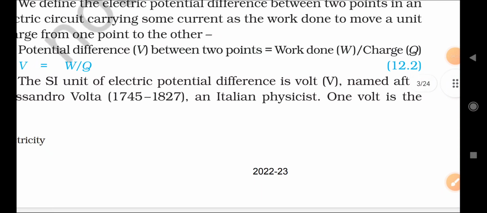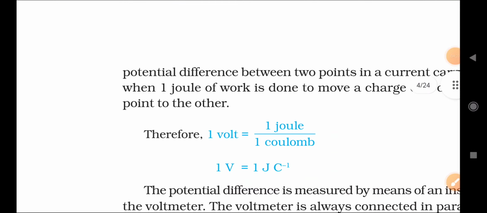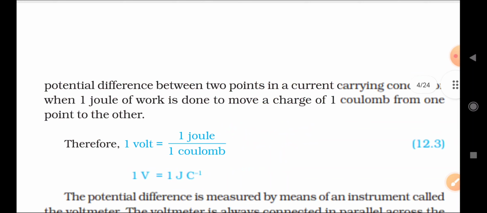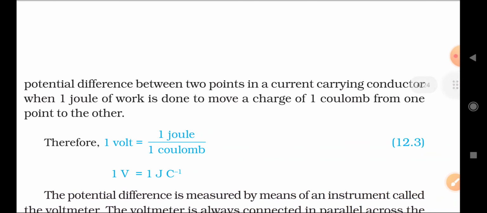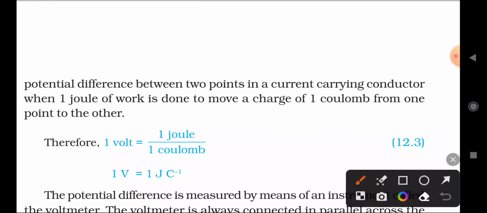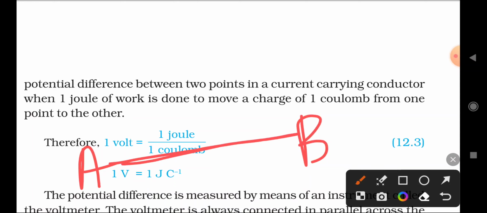Next, another important definition comes here. What is 1 volt? It is the potential difference between 2 points in a current carrying conductor. So this is point A and this is point B, correct? Here is a current carrying conductor.